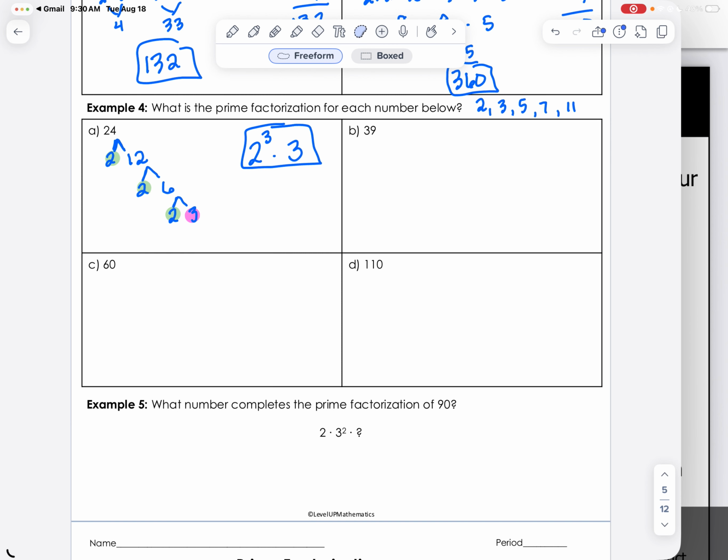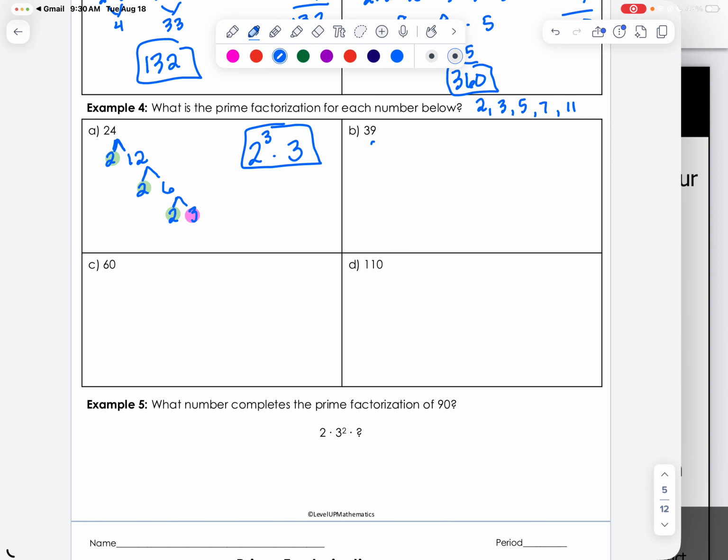All right. How about 39? Well, on the first problem, I started with 2 because 24 is even. But 39 is not even. So I can't use the number 2. So when I can't use 2, I try 3.